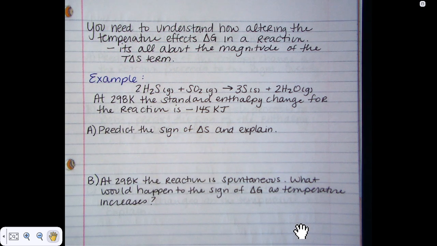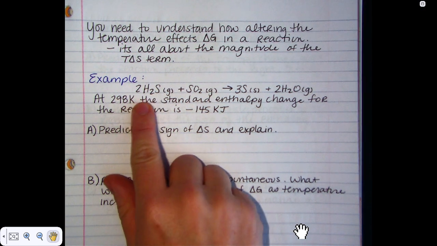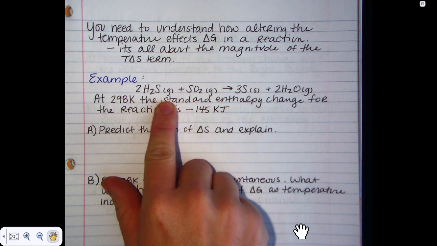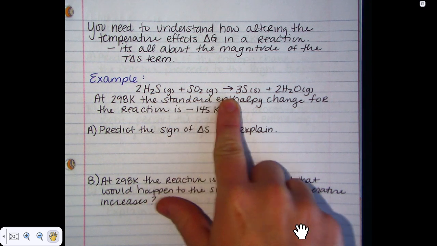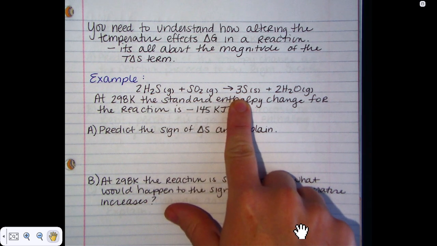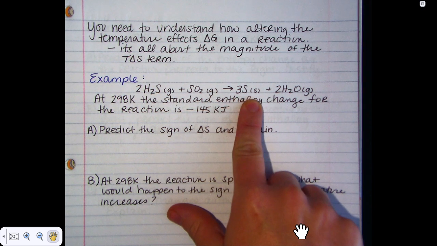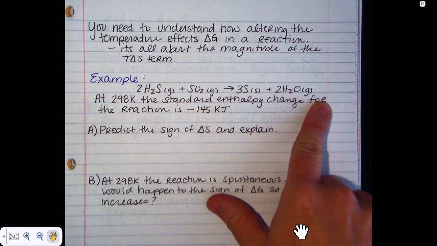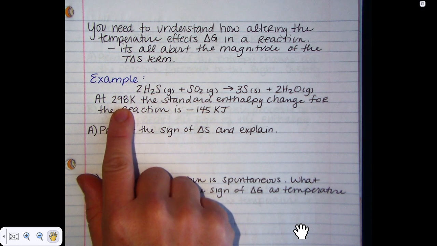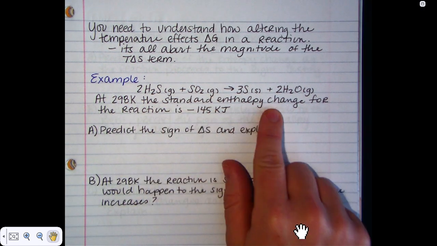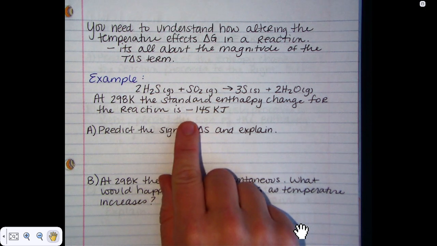All right, so let's look at our first example here. You have an equation: 2H2S gas plus SO2 gas yields 3S solid plus 2H2O gas. And then you're given a little sentence. At 298 Kelvin, the standard enthalpy change for the reaction is negative 145 kilojoules.